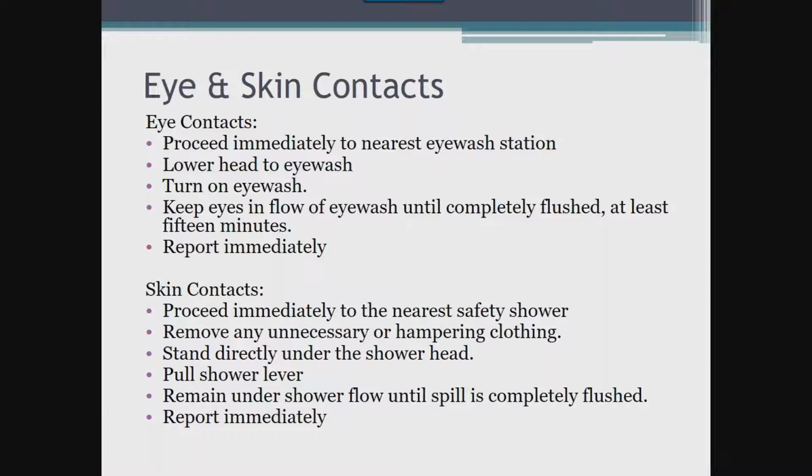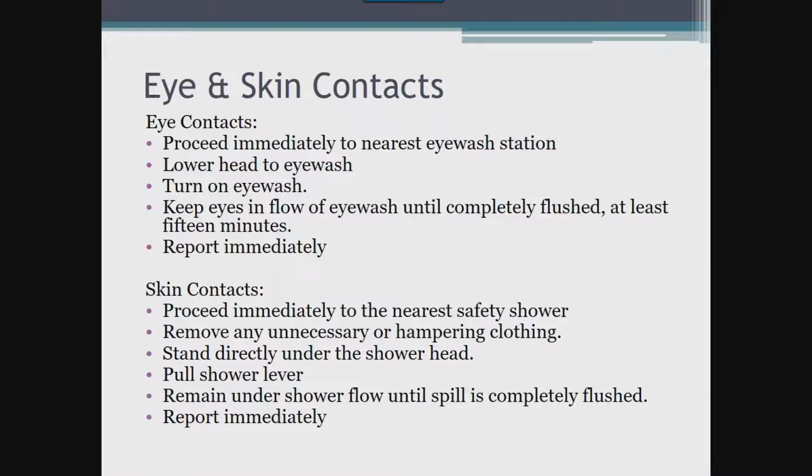In the event hazardous materials are spilled on the employee's person, the employee should proceed immediately to the nearest safety shower or sink, depending on the extent of the spill and what's available to you. Skin contacts should be promptly flushed with water, with any contaminated clothing being removed as quickly as possible.